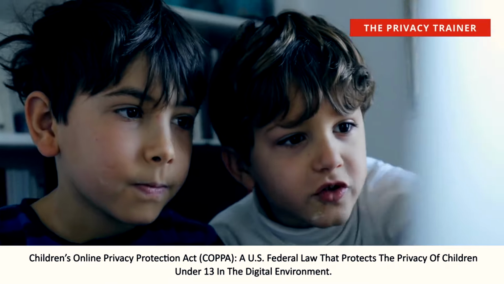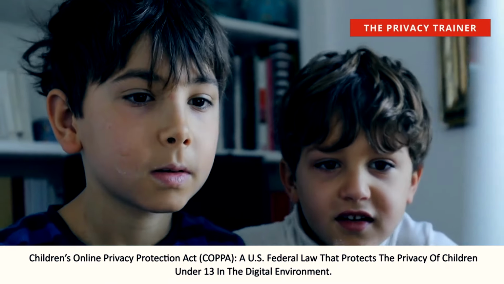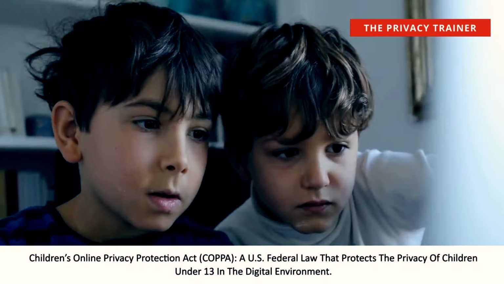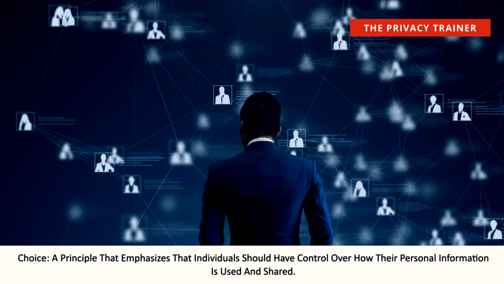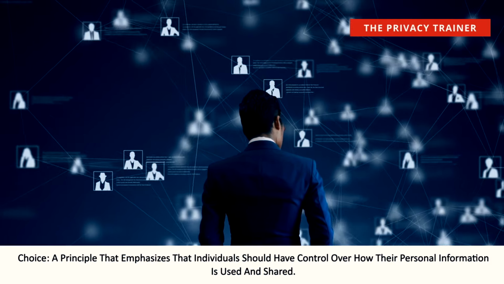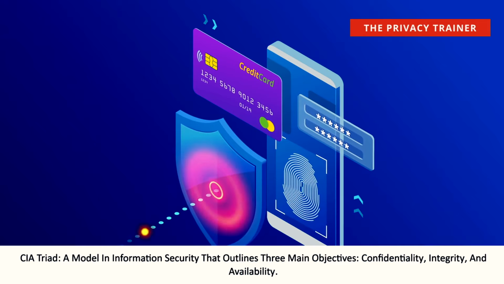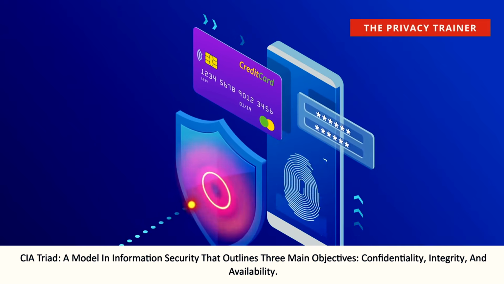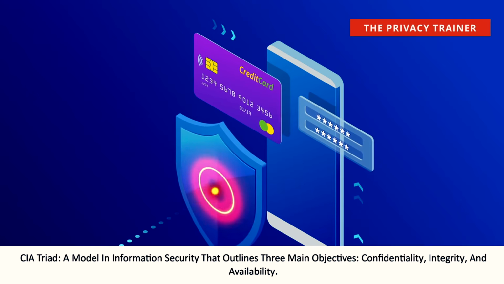Children's Online Privacy Protection Act, COPPA, a U.S. federal law that protects the privacy of children under 13 in the digital environment. Choice, a principle that emphasizes that individuals should have control over how their personal information is used and shared. CIA Triad, a model in information security that outlines three main objectives: confidentiality, integrity, and availability.